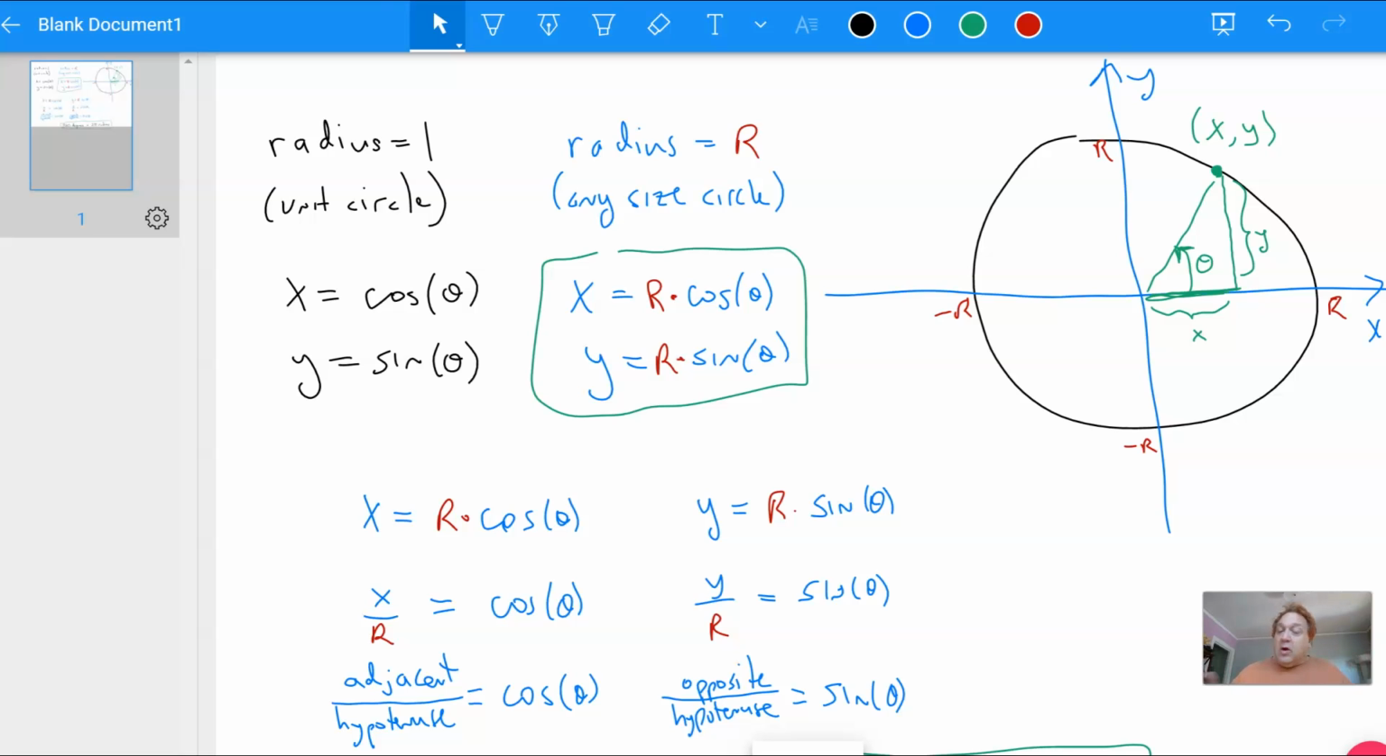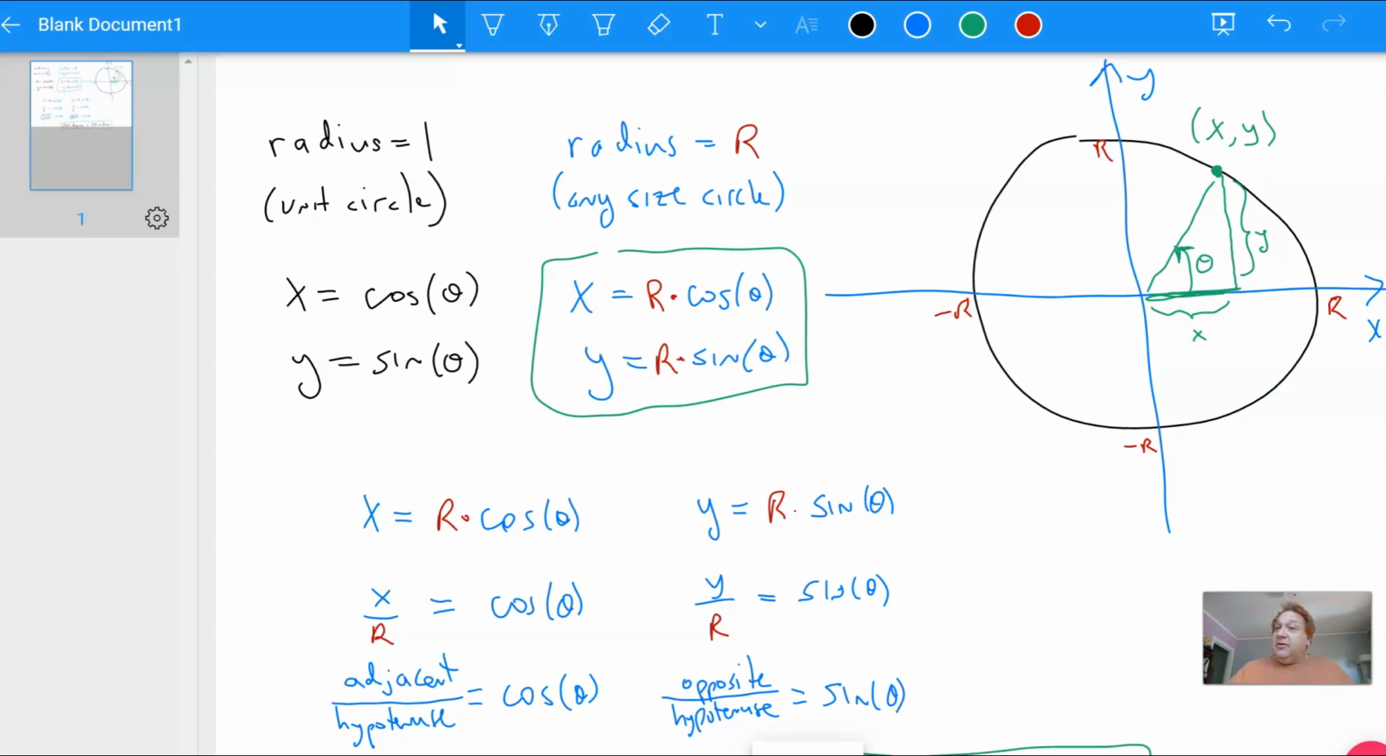Those work for quadrant 1 angles, but in general, the adjacent over hypotenuse, opposite over hypotenuse doesn't really work very well for other quadrants, so we really need the x equals r cosine theta, y equals r sine theta formulas for precalculus and calculus. In fact, if you're only going to remember 3 formulas from trigonometry going into calculus, 2 of them should be x equals r cosine theta, y equals r sine theta.